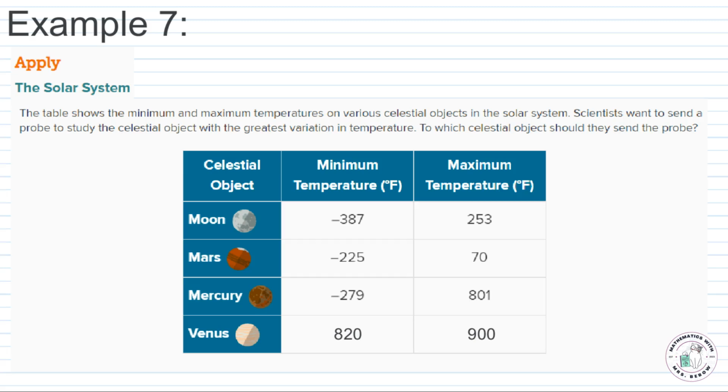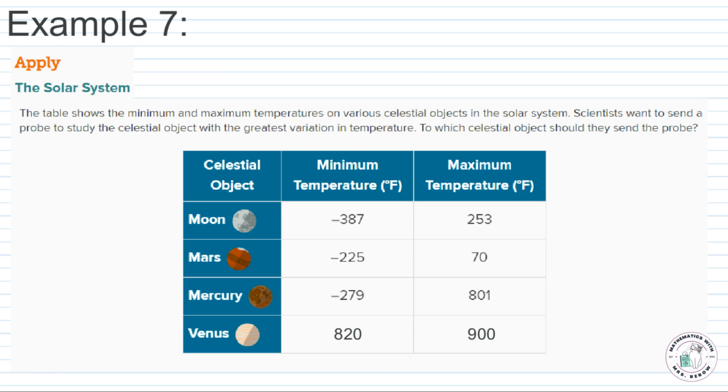In this video, we're going to take a look at subtracting integers, but in the form of these applications, also known as story problems. So for this first one, it says the solar system, and the table shows the minimum and maximum temperatures on various celestial objects in the solar system. Scientists want to send a probe to study these celestial objects with the greatest variation in temperature. To which celestial object should they send the probe?